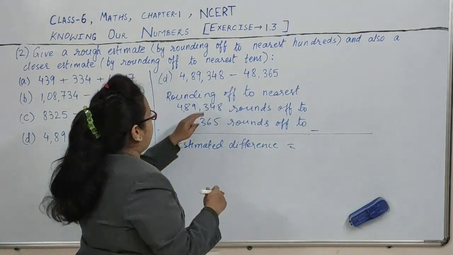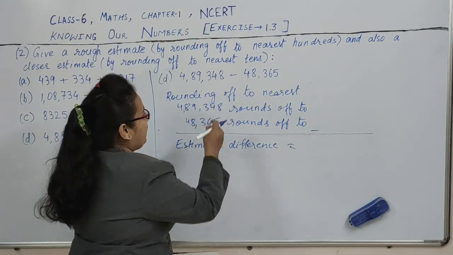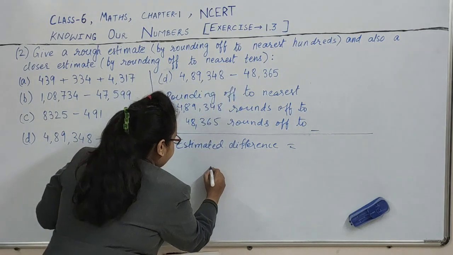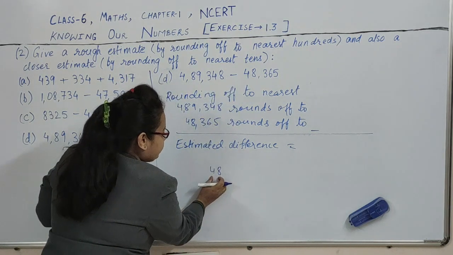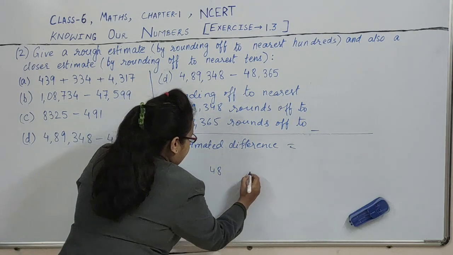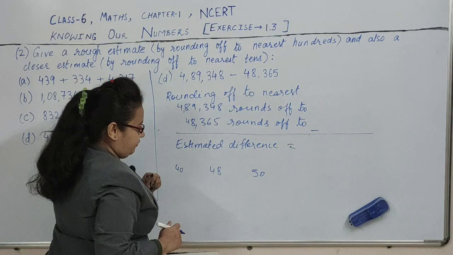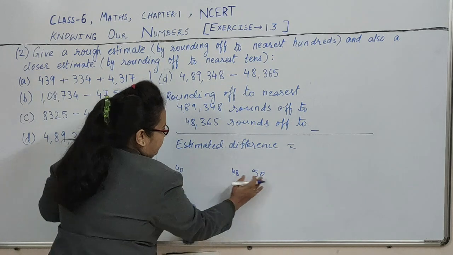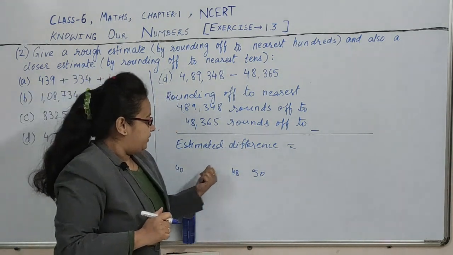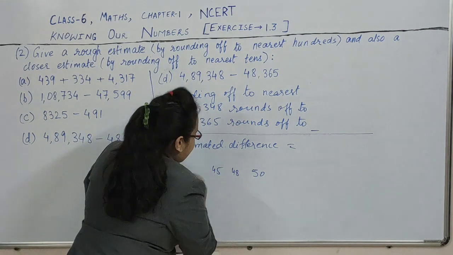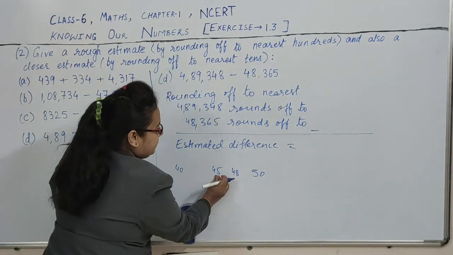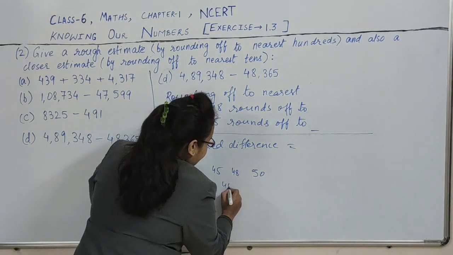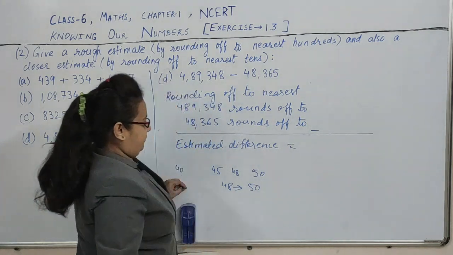Okay, so to round off to the nearest tens, we look at these two digits, the ones and tens digit. This makes 48. This 48 lies between which tens? It lies between 4 tens and 5 tens, 40 and 50, right? The middle number between 40 and 50 is 45. And this 48 is greater than the middle number and is closer to 50. So this 48 will be rounded off to 50.